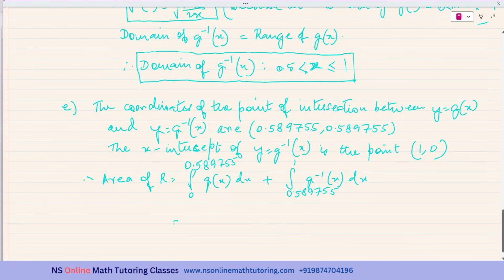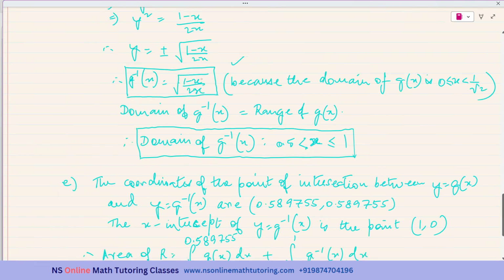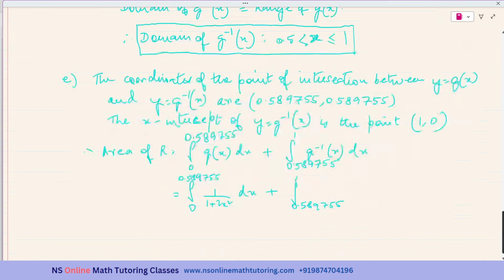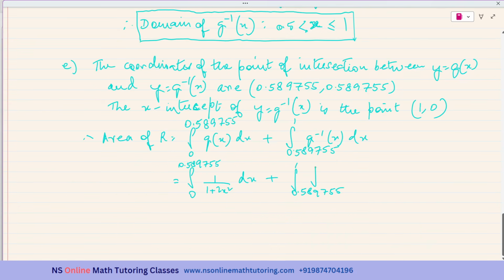So this is equal to the integral from 0 to 0.589755 of 1 over (1 plus 2x squared) dx, plus the integral from 0.589755 to 1 of the expression for g inverse of x, which is the square root of (1 minus x) over 2x, dx. And of course, we'll be using the calculator.